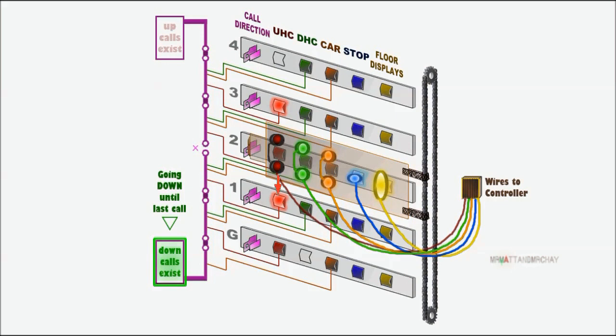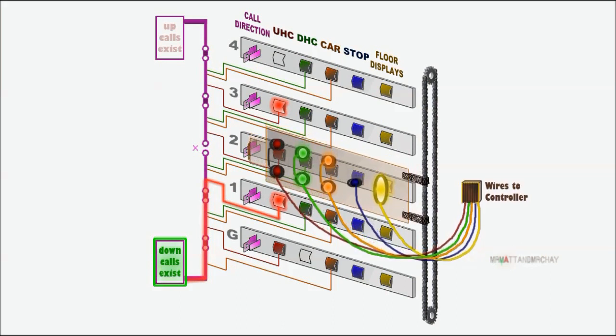What about if the last call was an up? How is a live down brush going to touch a live up contact? Look how the up and down hall calls are connected to the line. The up calls are connected above the switch, and the down calls are connected below the switch.